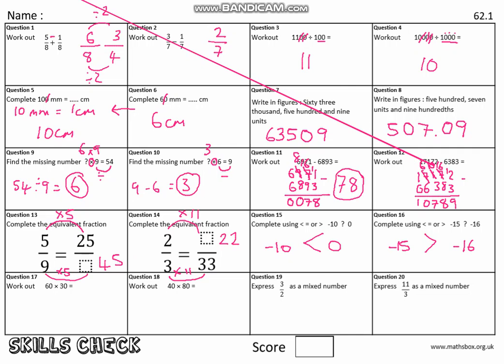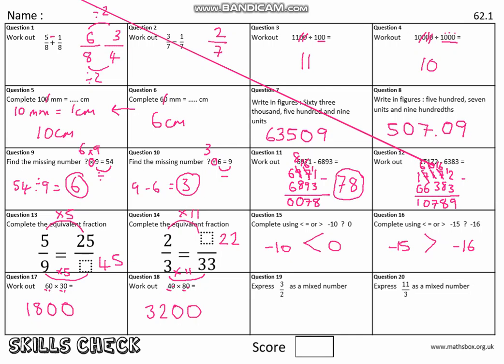Okay, so next up it says 60 times 30. Now, we don't need to do that, we just need to do 6 times 3. So 6 times 3 is 18, and then we can just add in our missing zeros, okay? So we've got 1,800. And we can do the same here. We can just do 4 times 8, which is 32, and then add in our missing zeros. So we get 3,200.